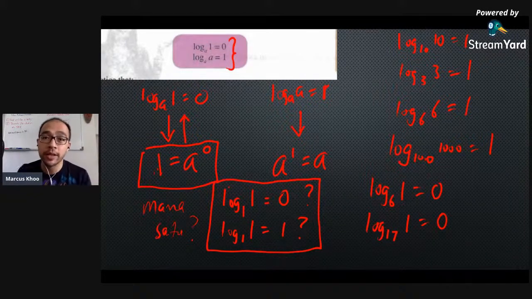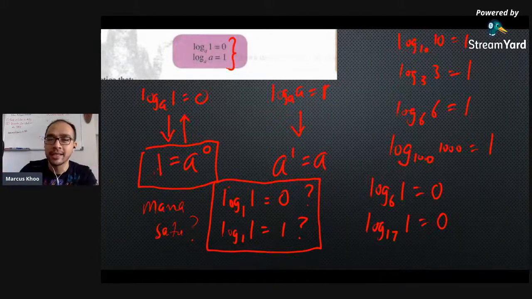Something for you to go and think about. You can Google the answer for this. You can tell me in the group later. Go and check out which one is the correct answer. Is log 1 of 1 equal to 0? Or log 1 of 1 equal to 1? Or is there another answer that I have not mentioned here?